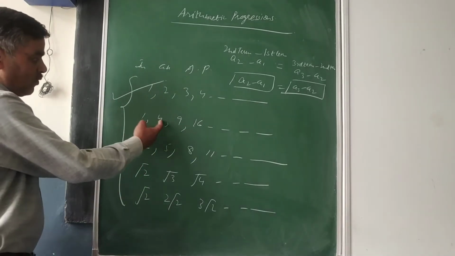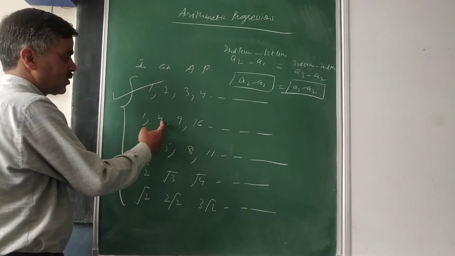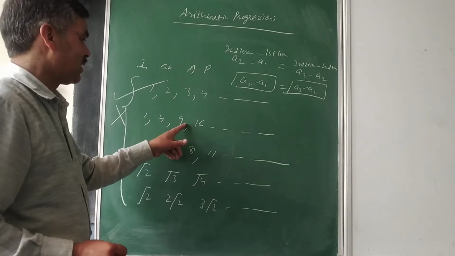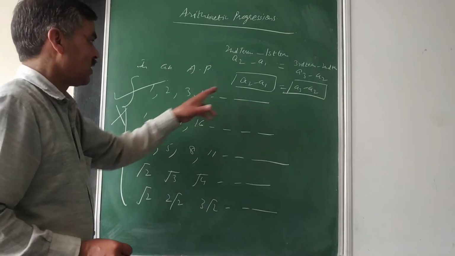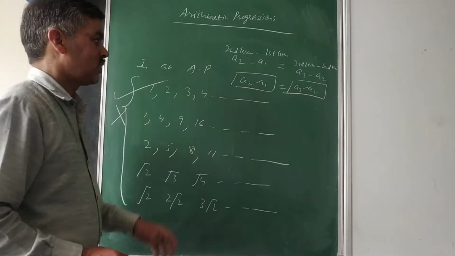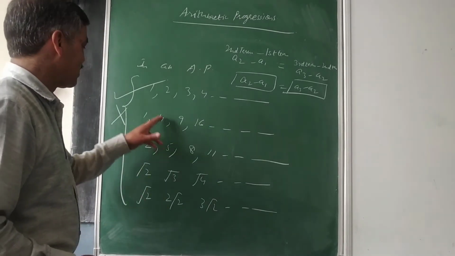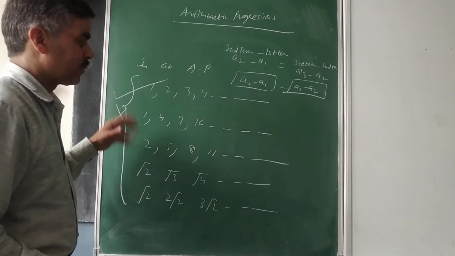Come here. 4 minus 1 is 3, 9 minus 4 is 5. No. A2 minus A1 is 3, but A3 minus A2 is 5. So A2 minus A1 is not equal to A3 minus A2. So the difference between these terms is not same. So this is not an arithmetic progression.